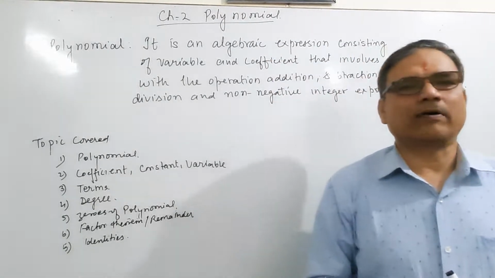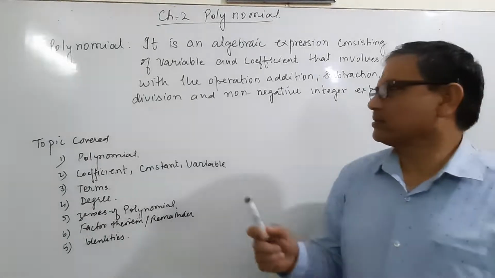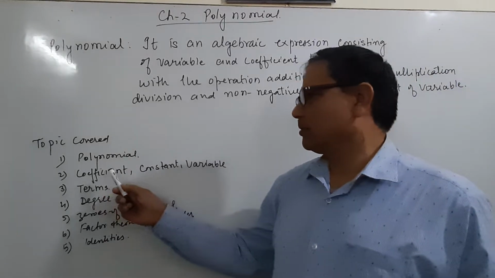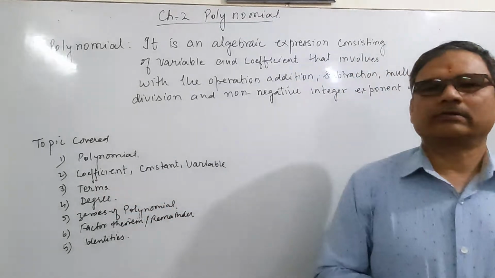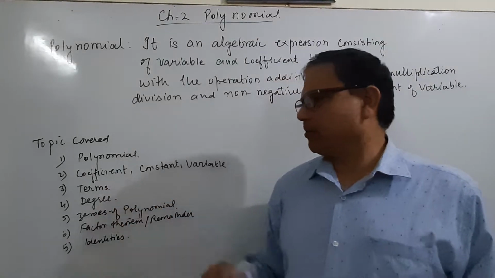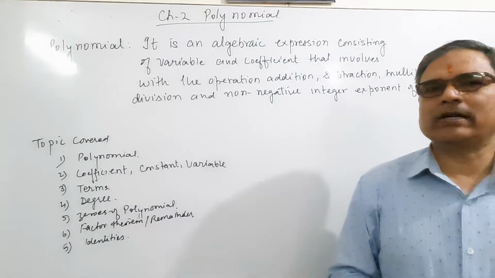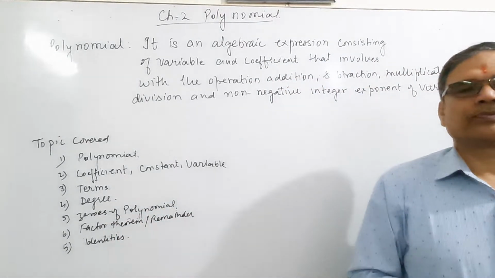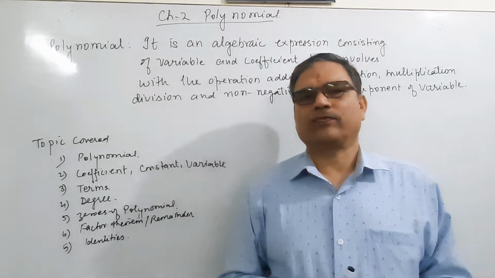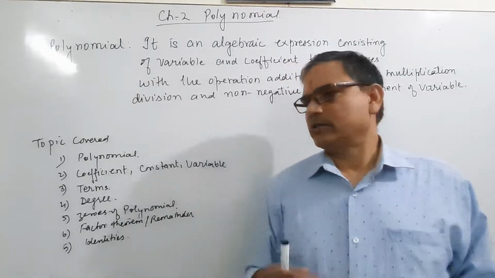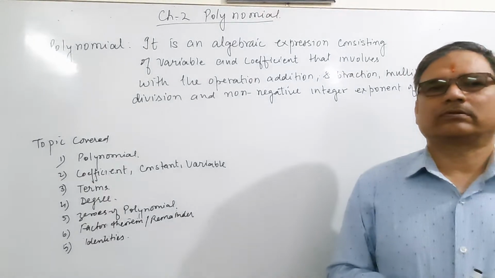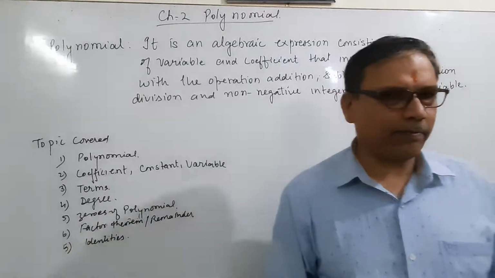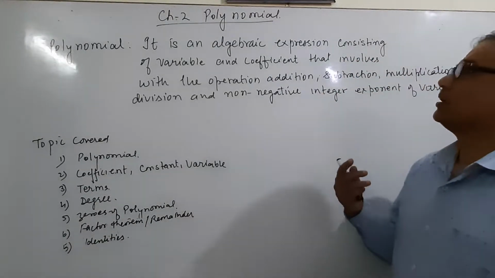In this chapter, what will we discuss? We will discuss the definition of polynomial, and coefficient, constant and variable, and the terms. On the basis of degree, how can the polynomial be classified, and what are the zeros of the polynomial. Is the zero the same for same degree polynomials or different? Factor and Remainder theorem, and identities which are applicable in polynomials.